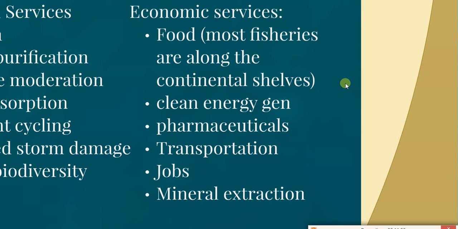And mineral extraction. I don't know if we talked about this, but manganese and magnesium will tend to precipitate out of ocean water. I know we talked about precipitation as being water that falls from the sky, but a precipitate is just basically some kind of substance that comes out of another thing.